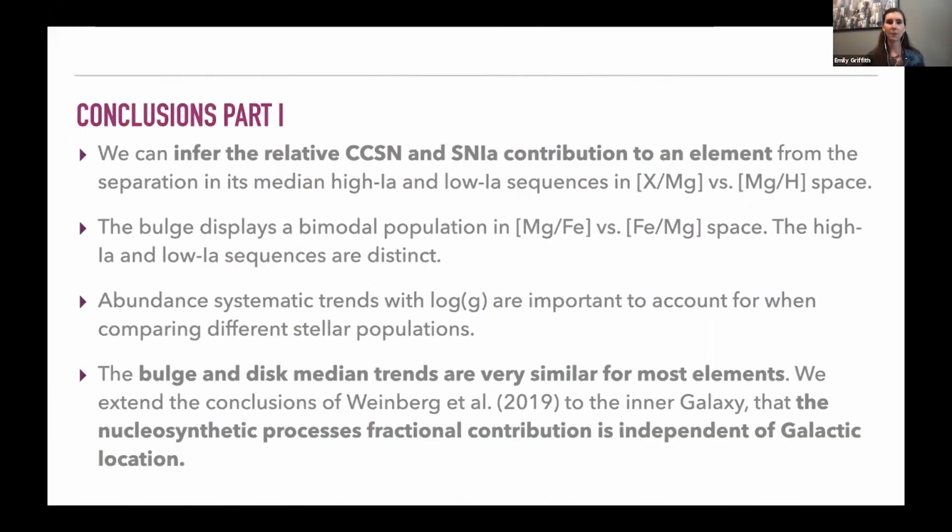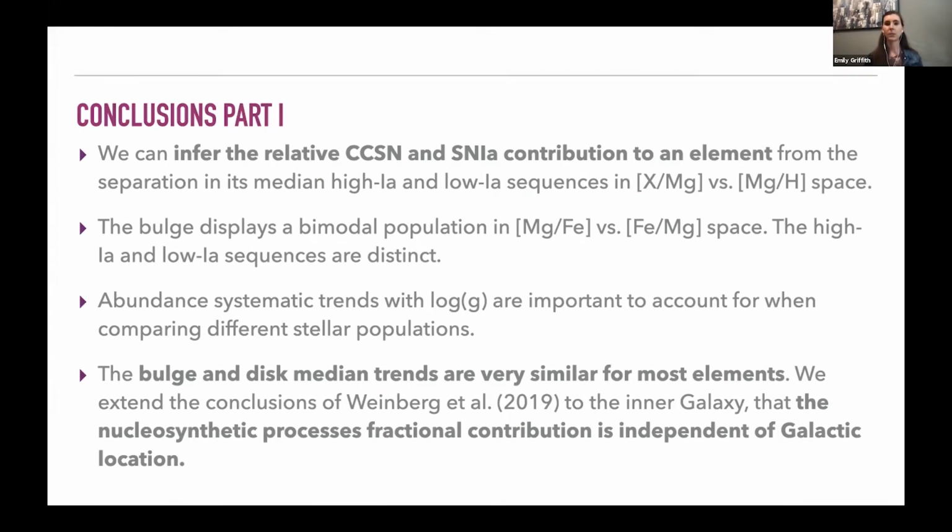So I'll wrap up the first part of my talk with the conclusions from this bulge project. First, just saying that we can infer the relative core collapse and type Ia contributions to a given element based on their large population trends in our X on Mg versus Mg on H space, and that using magnesium space is really helpful for understanding the contribution from core collapse supernovae and type Ia supernovae to a given element.